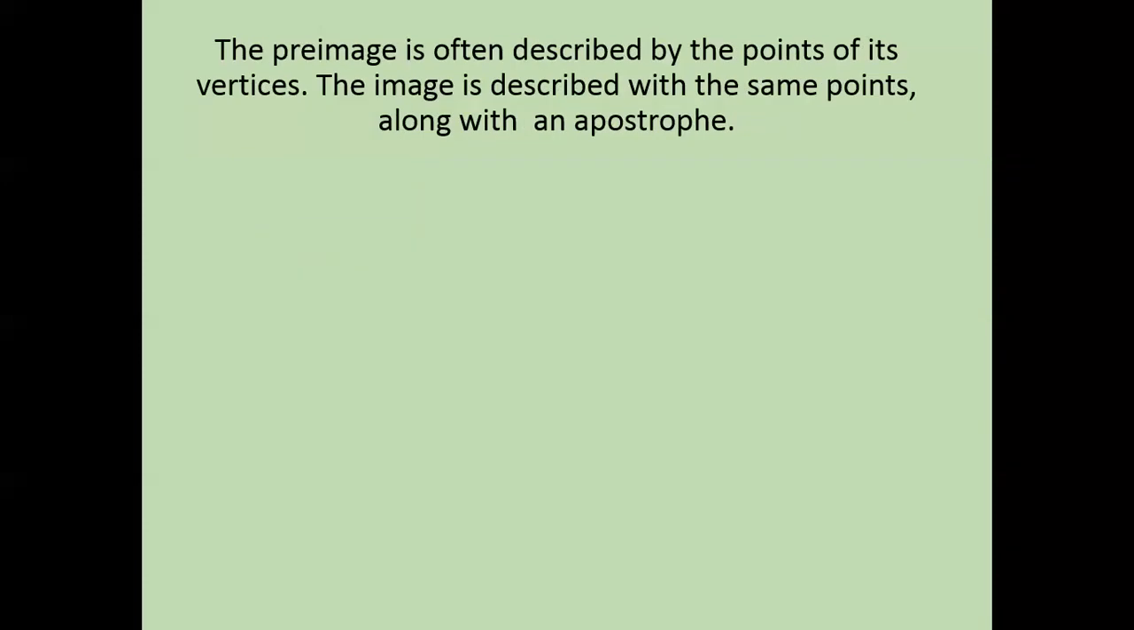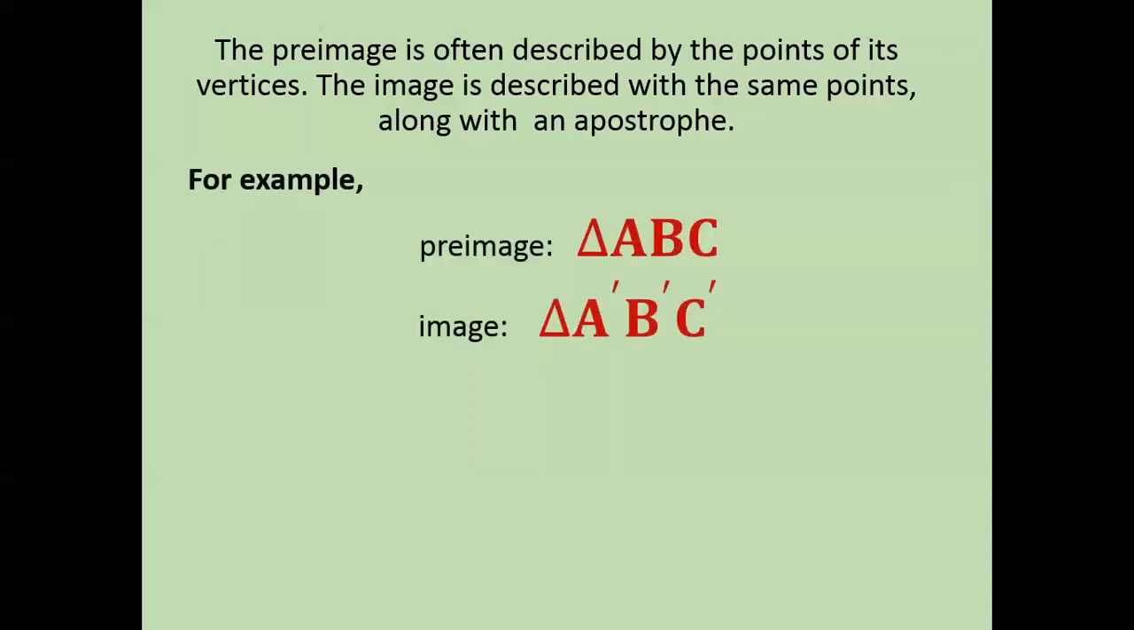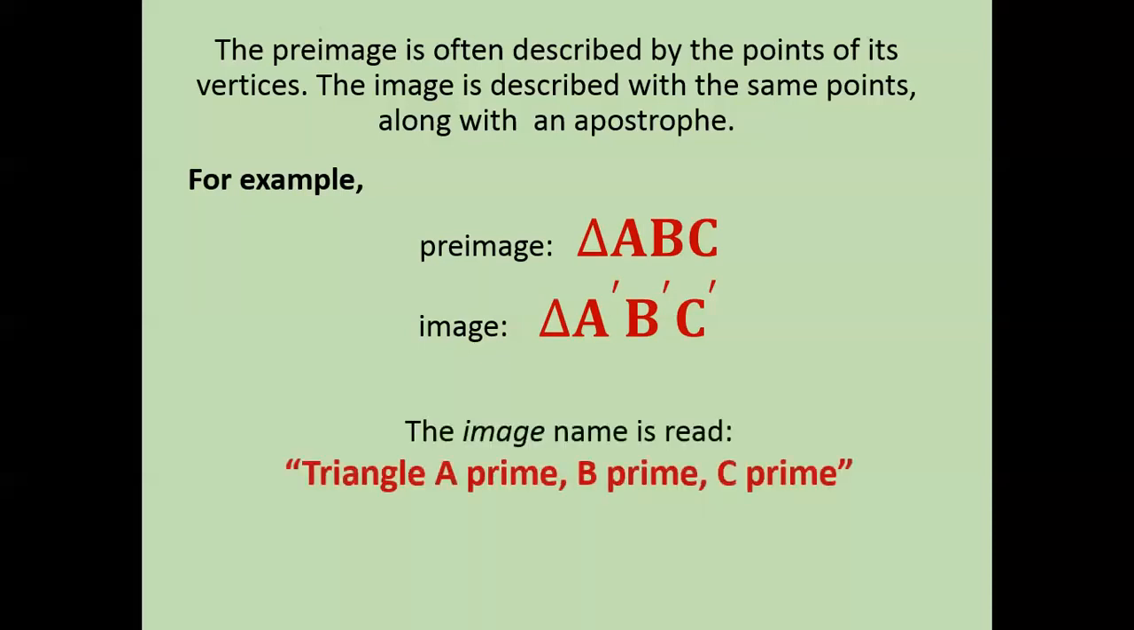The pre-image is often described by the points of its vertices, and the image is described with those same points along with an apostrophe. For example, you can see here the pre-image triangle ABC, and the image is notated this way, and it's red triangle A prime, B prime, C prime.